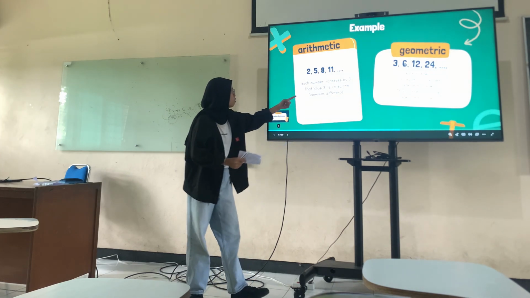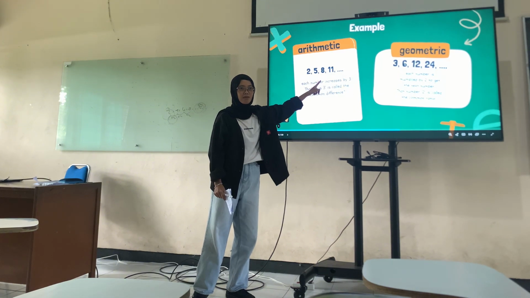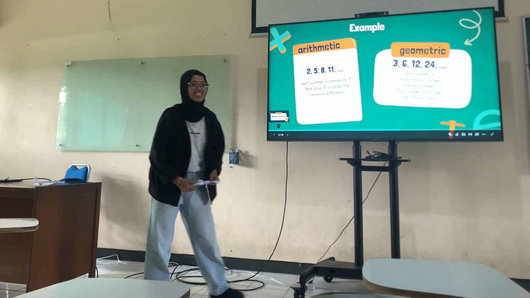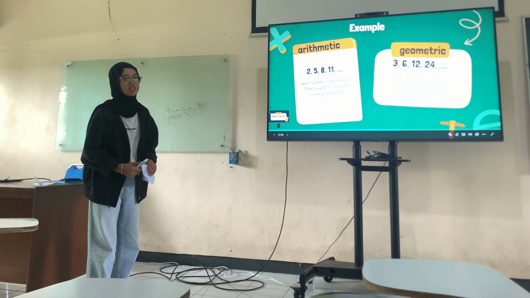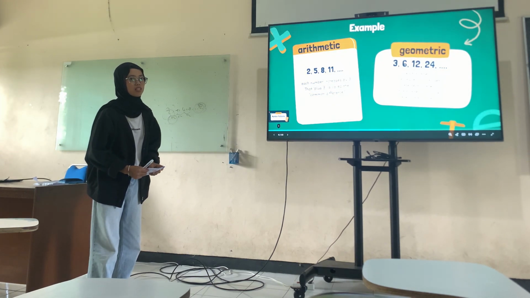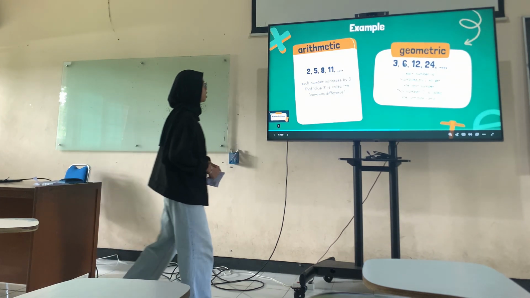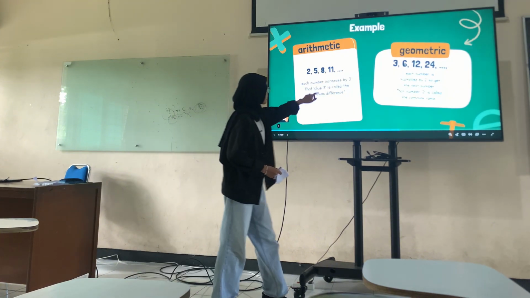I want to know your understanding about arithmetic sequences. Does anyone here know what's the next number in here? Please share. It's 14. Why 14? Because each number is added by 3. Alright, that's absolutely right. Here, each number increases by 3.